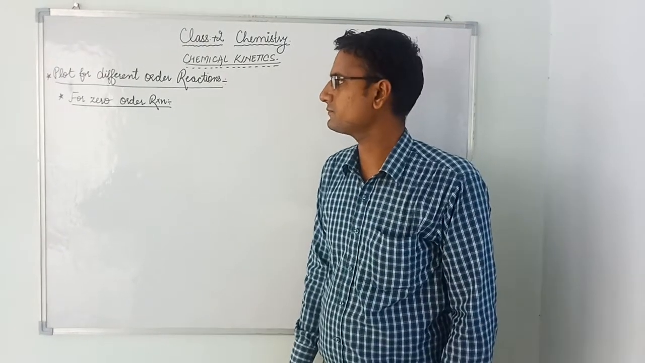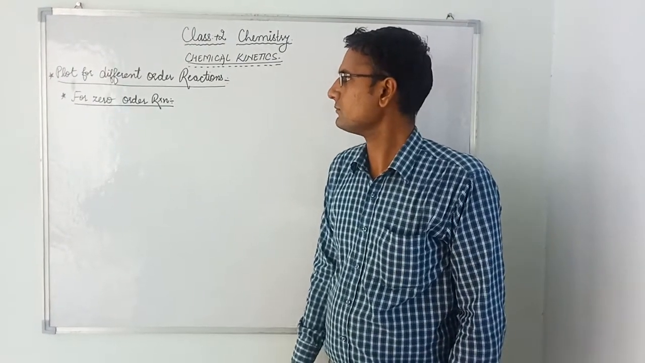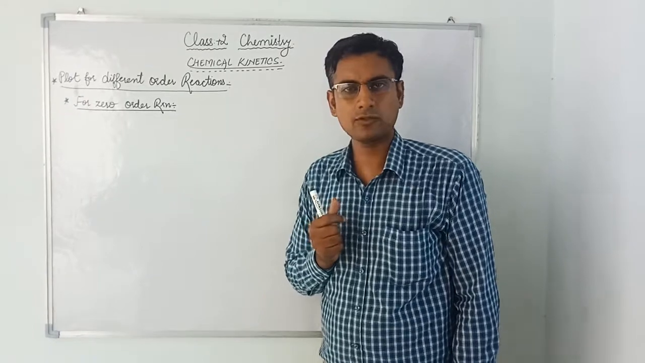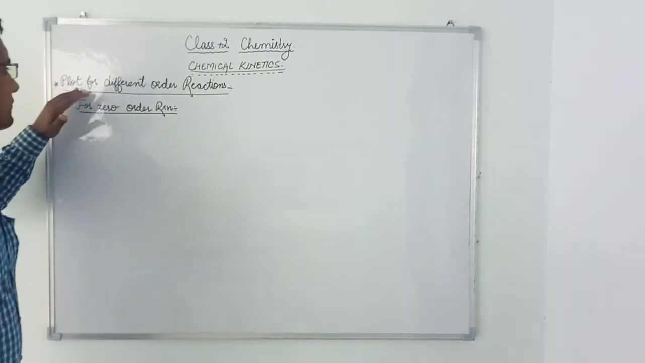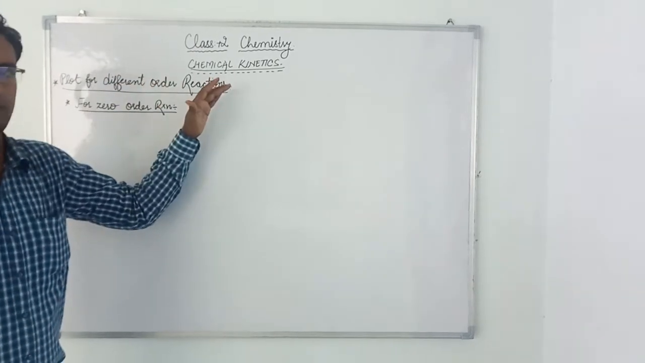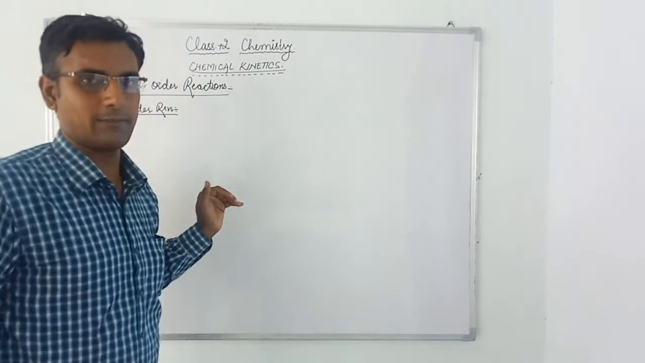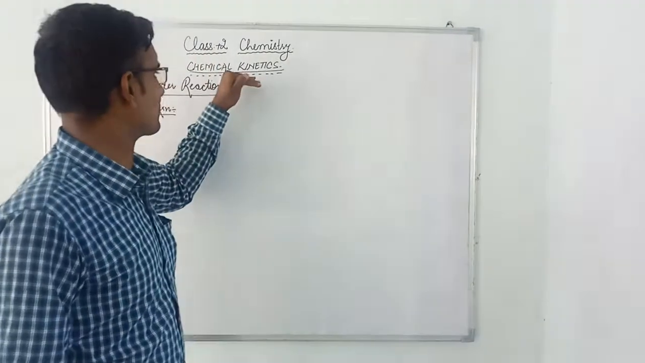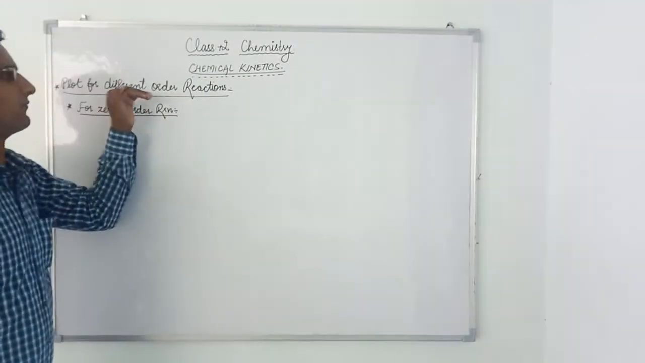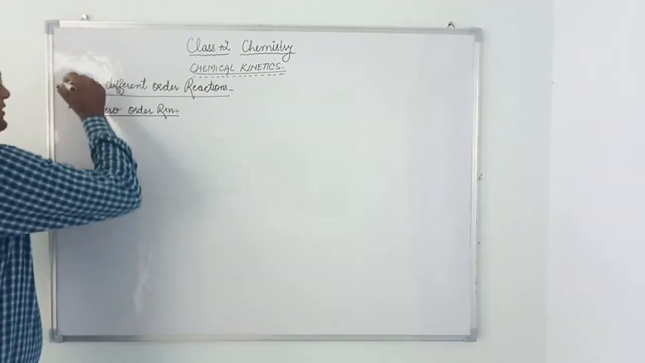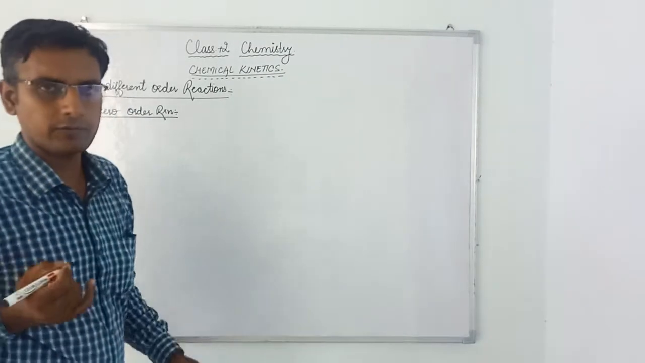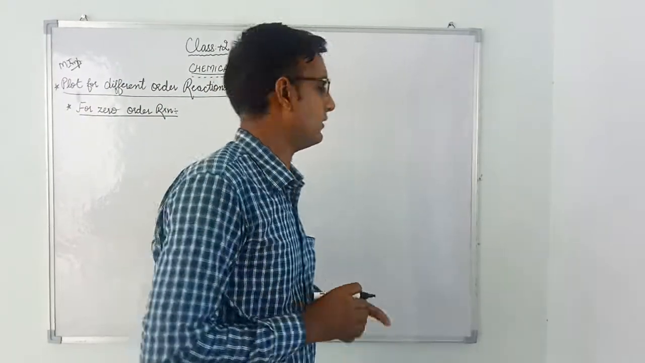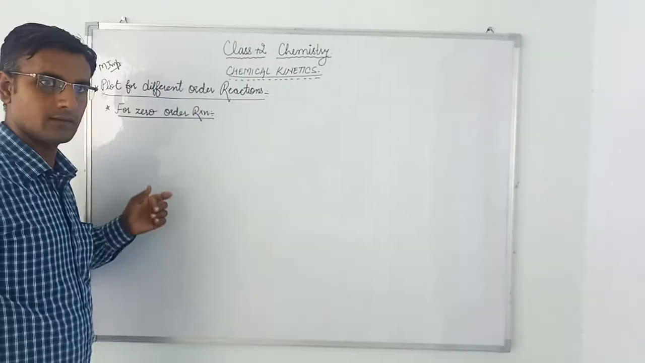So students, now come for the next topic of this chapter, that is the plots for different order reactions, as we are doing the chapter chemical kinetics. So we have the next topic, that is the plot for different order reactions. This is the most important part according to the paper point of view and also according to the competition.